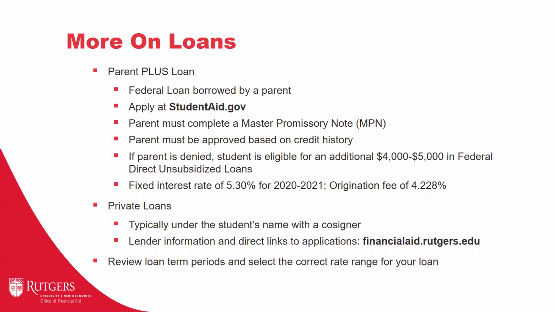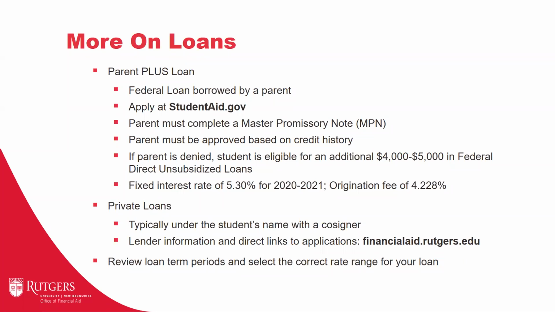But we want to see at least proof of that, like the parent applied for it and we see that it's denied. Currently, the Parent Plus loan has a fixed interest rate of 5.30% for 2021, and there's an origination fee of 4.228%. This is just for the 2021 academic year, and it is not yet set for the 21-22 year. We should know that sometime in July.